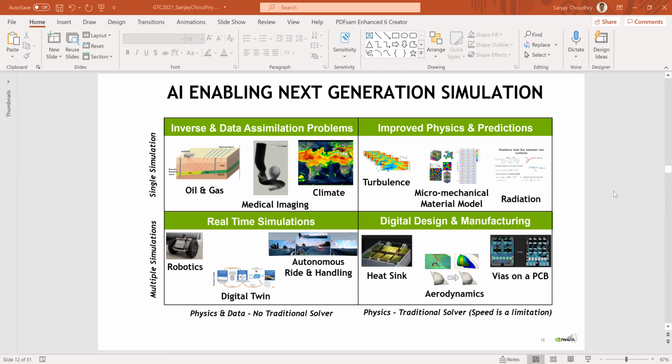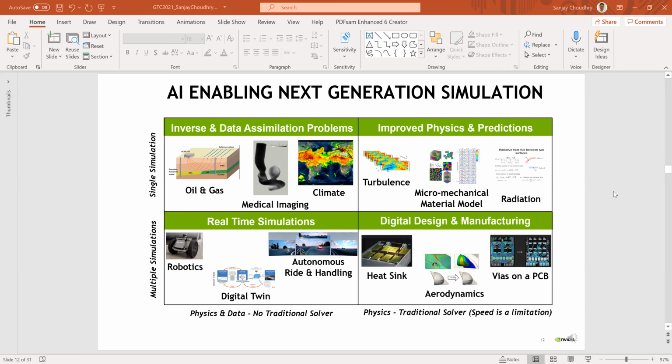You have the accuracy as well as the speed that's needed, because otherwise, typically, even the largest of the computers that exist today are not enough for people to be able to do this on a regular basis. You might see some challenge problems here and there, but not on a regular basis.